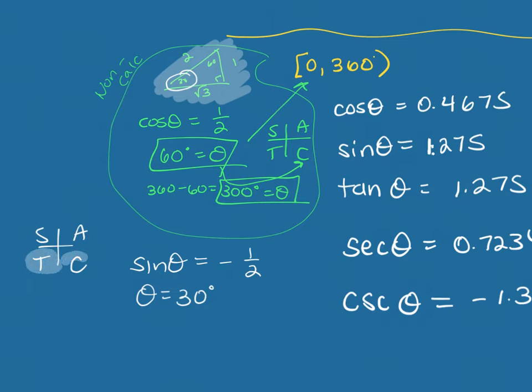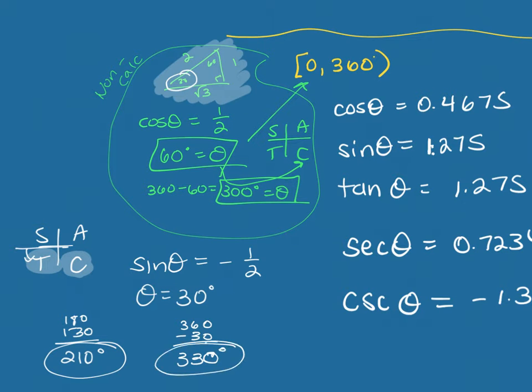3 and 4 is where sine is negative. So I have to take this 30 and add it on to the 180. And I'd get 210. That's one answer. And then I'd have to take the 360 and subtract 30 from it. And it's 330, and that's the other answer. So I use my 30, 60, 90 triangle to get the reference angle, but then I've got to figure out what quadrant it lies in to figure out the real answer.